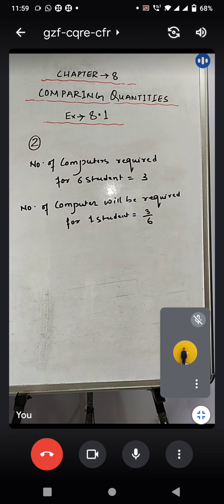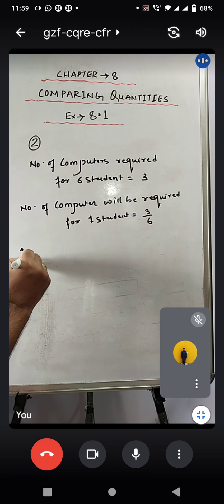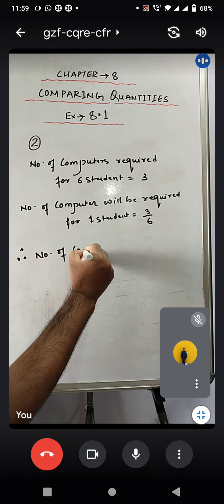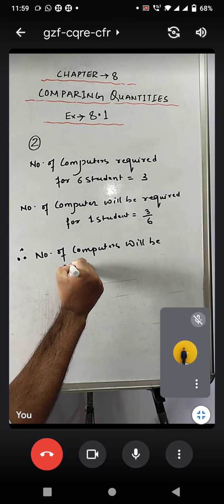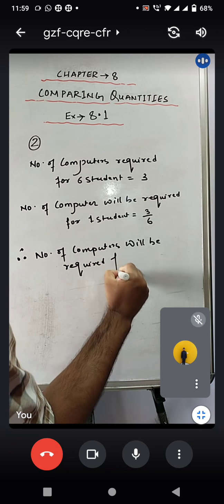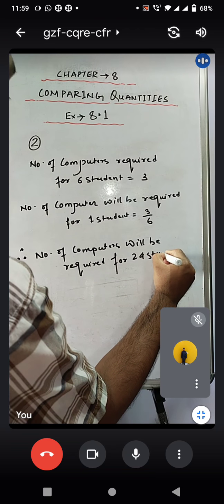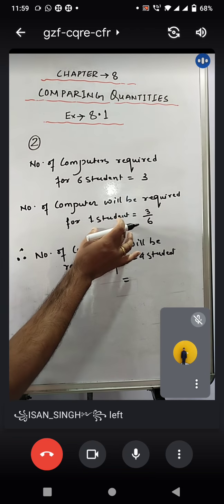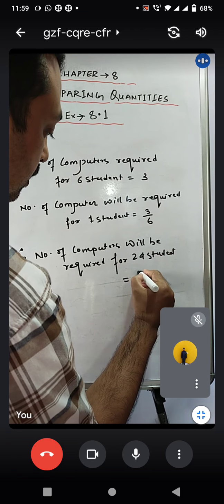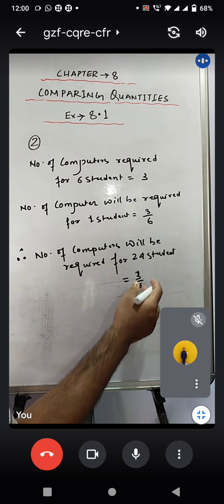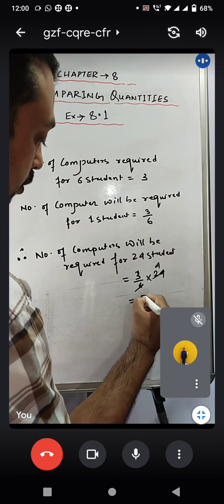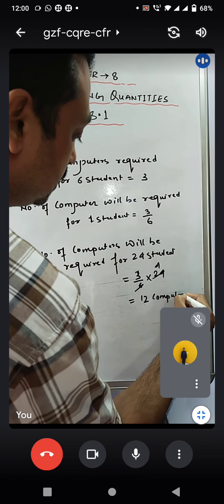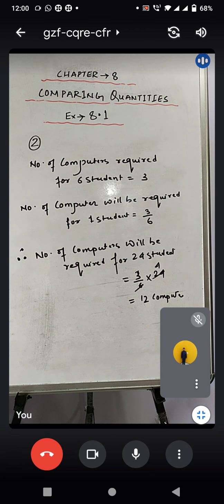Okay, now what they have asked: how many computers are required for 24 students? Now we'll write, therefore, number of computers that will be required for 24 students. That means if for 1 student we need this amount of computers, then for 24 students obviously we'll need more computers. That means we have to multiply. So 6 1s are 6, 6 4s are 24. That means 12 computers will be needed for 24 students.